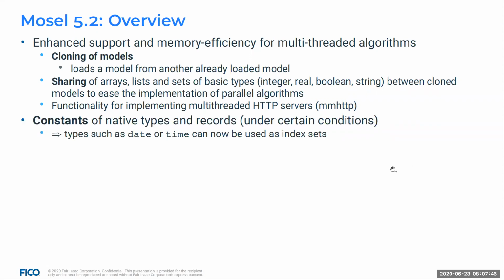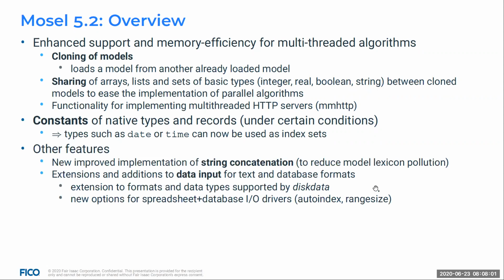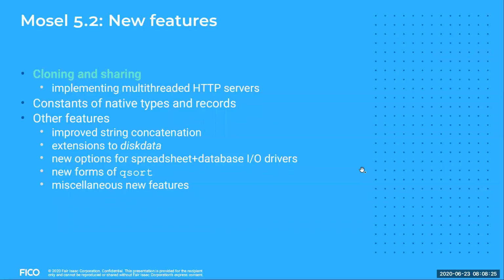Another big feature of this new release are constants of native types and records. And then string concatenation, an improved implementation that speeds up quite a bit certain bad cases. We have a lot of additions to data handling, by the diskdata format and general data input features for spreadsheets and databases. We have new forms of the sorting function, so we need a generalization of the existing queue sort, and various other system functions. I'm going to go through these a bit more in detail, of course, now. Okay, well, first topic, cloning and sharing.